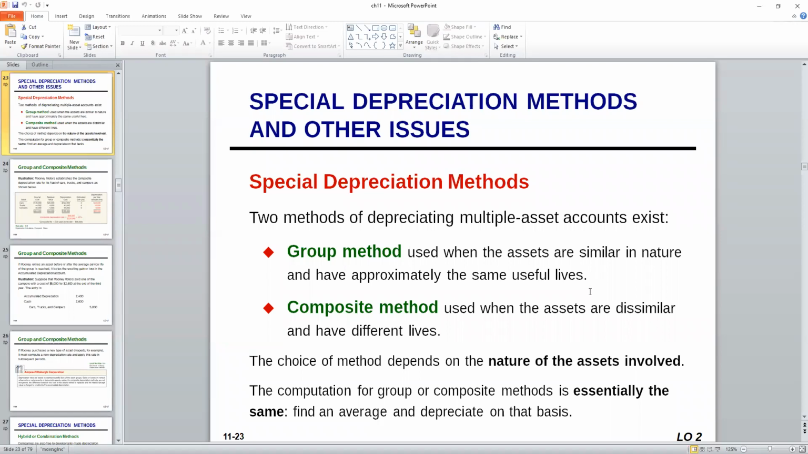There are some special issues that come up. Group methods I've seen where we basically classify all similar asset types to have the same useful life, same depreciation method, and the composite method as well. But other than grouping assets or making a composite method, essentially you're going to utilize the same depreciation tools that we've just reviewed in the earlier section of the chapter.